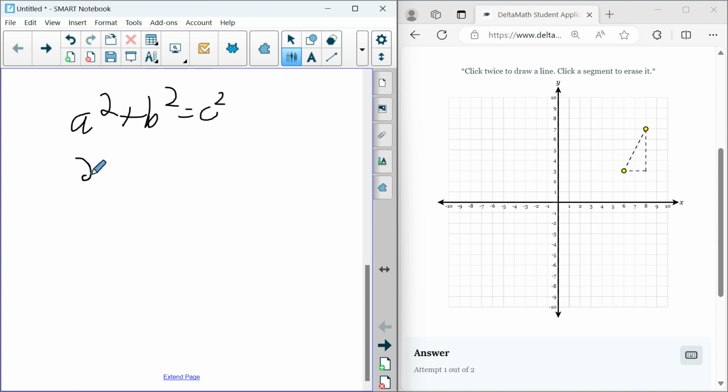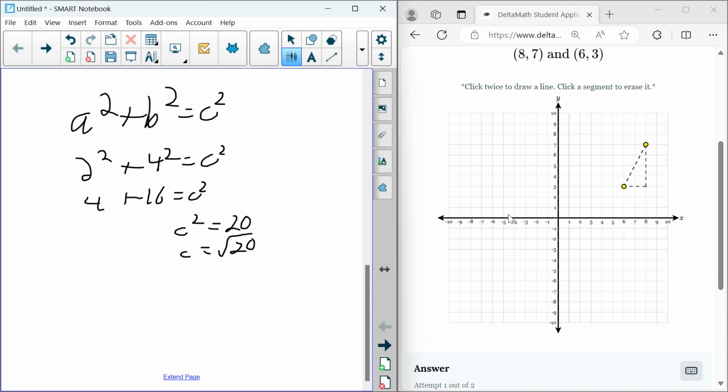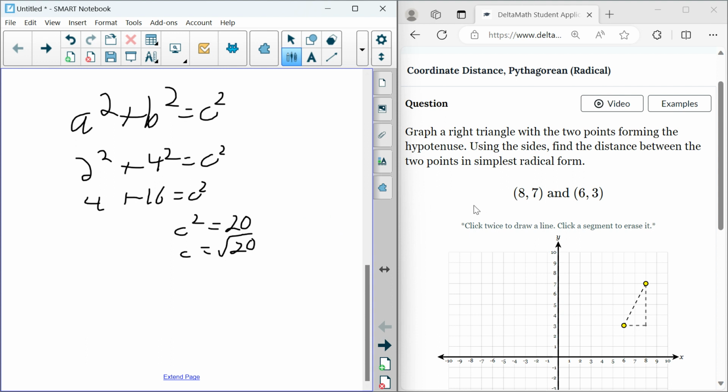I can plug in 2 for one of the sides. I can plug in 4 for the other side. I'll get 4 plus 16 is c squared, or c squared equals 20. We will have c equals the square root of 20. Now, you might need to simplify this. We are being asked to put this in simplest radical form.